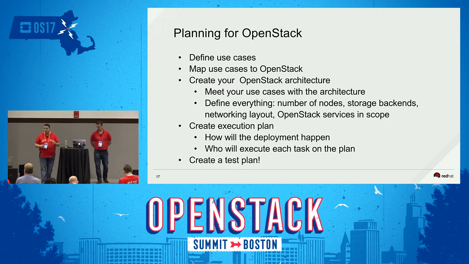And after that is how I'm going to execute this. You need to create your execution plan. Please plan for it. I've been to too many places where we talk to customers and they say, well, we tried OpenStack six months ago or a year ago and it didn't work. When we start digging and asking questions, the problem was planning. They didn't plan for it. You need to plan how you're going to execute your OpenStack deployment. It may sound simple, but most people don't do it.